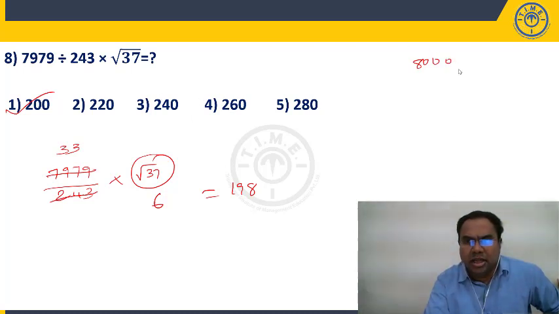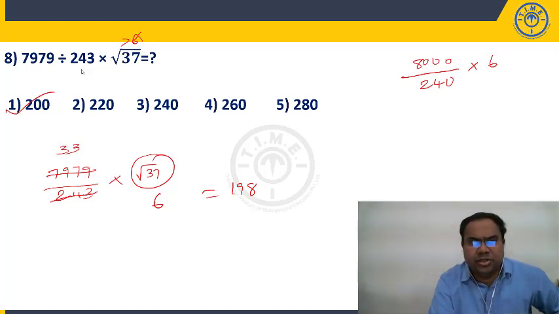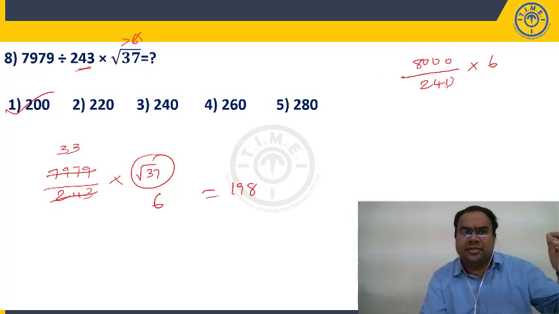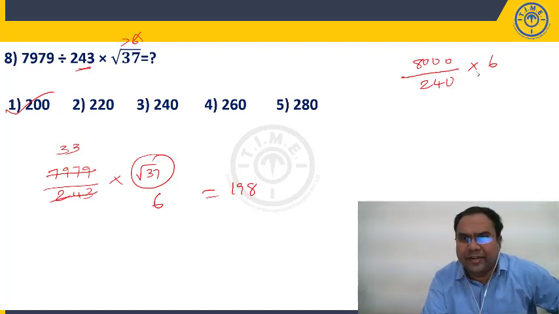So 8000 by, we'll take this as 240. Root 37 I am taking as 6, in fact it is more than 6, so I am reducing it slightly. When I reduce 243 to 240, my answer will increase. And 6 point something I am reducing, so they will get nullified. So I am saying 6 into 40, the 0 will get cancelled. 800 by 4 is 200 approximately.